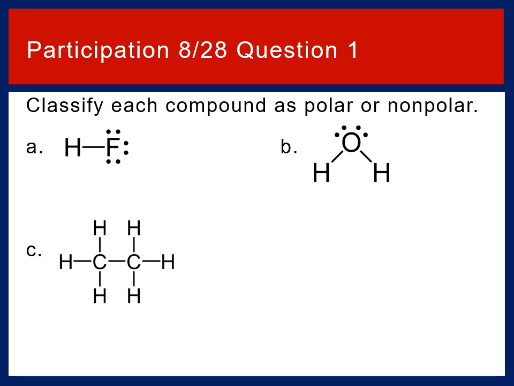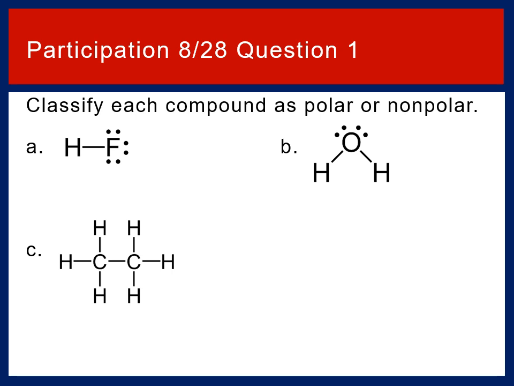Participation 828, question 1. Classify each compound as polar or nonpolar. A, I've got HF, B, H2O, and C, C2H6. This is the first question on participation 828, due Friday, August 28th at 11:59 p.m. over on Blackboard. The link to the assignment is right below the document where these videos are posted.